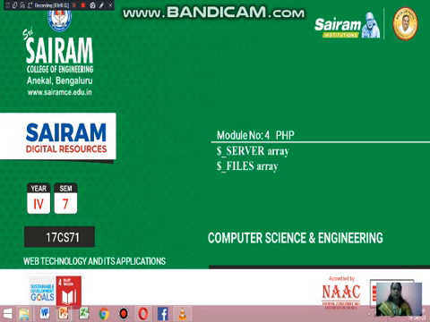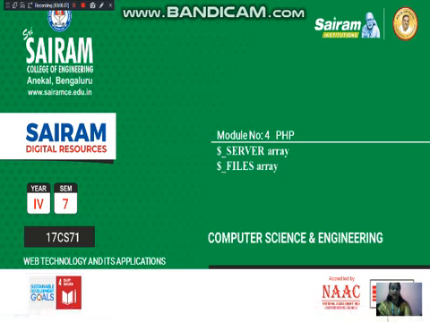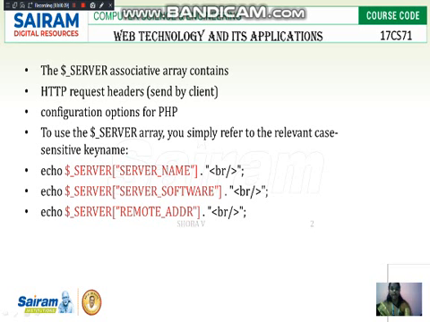The topic we are going to see is server array and file array under module 4. So now we'll see server array. It contains the HTTP request header sent by the client, and it has some configuration options for PHP. For example, if you want to upload a file, the user has to click the browser button and then upload a file from the local machine and send it back to the server.